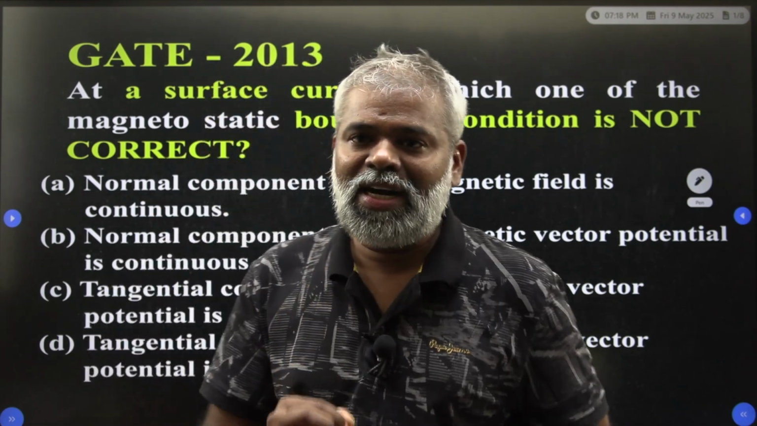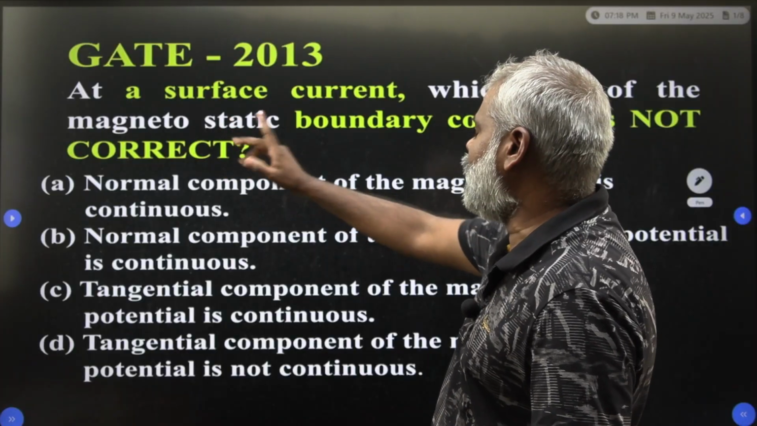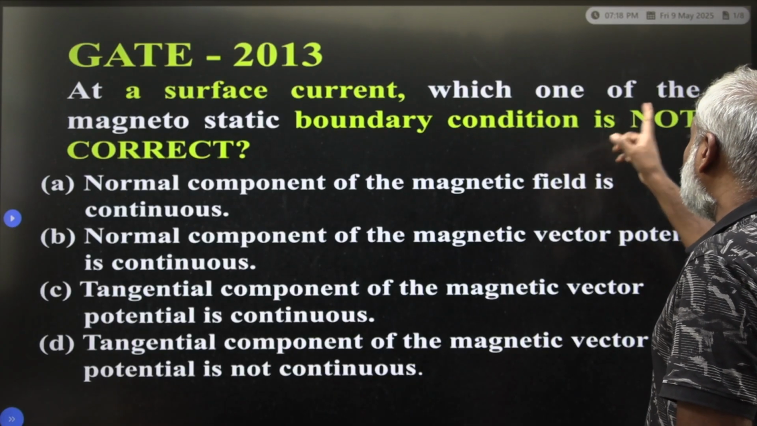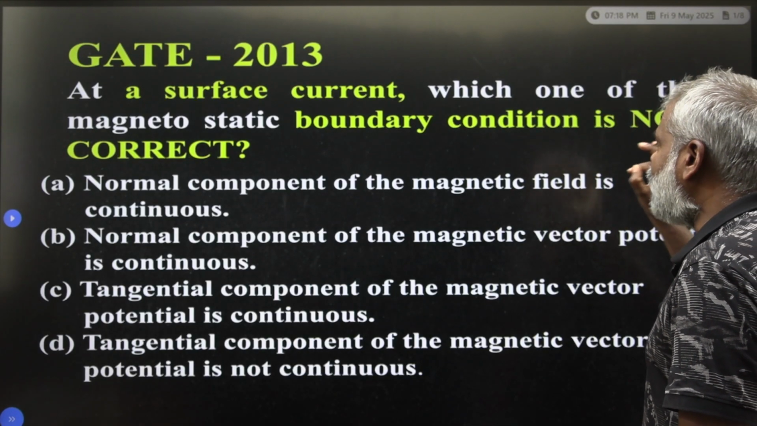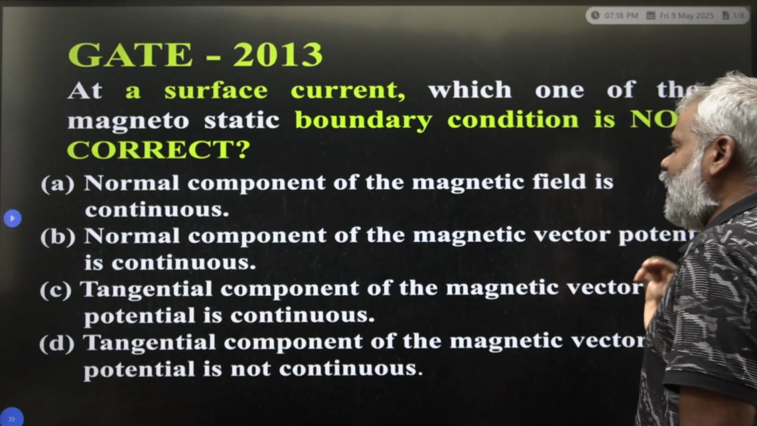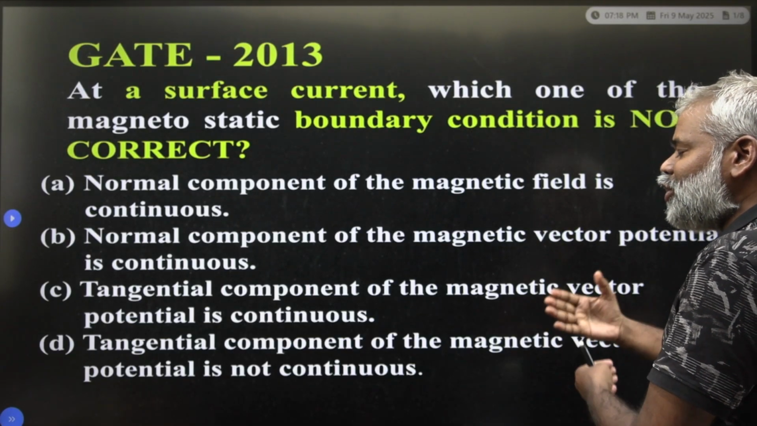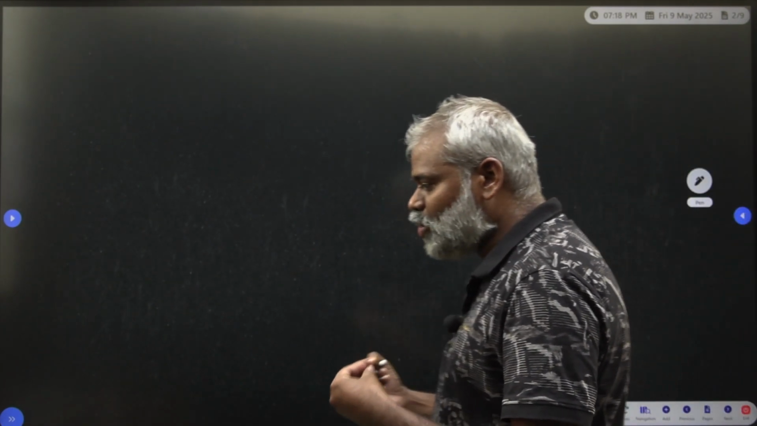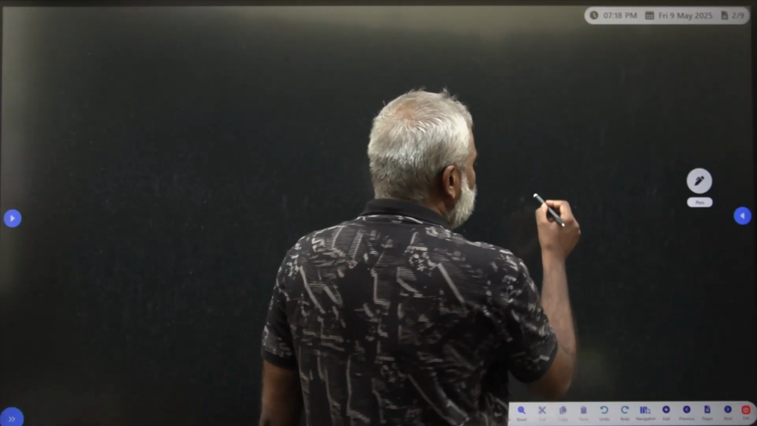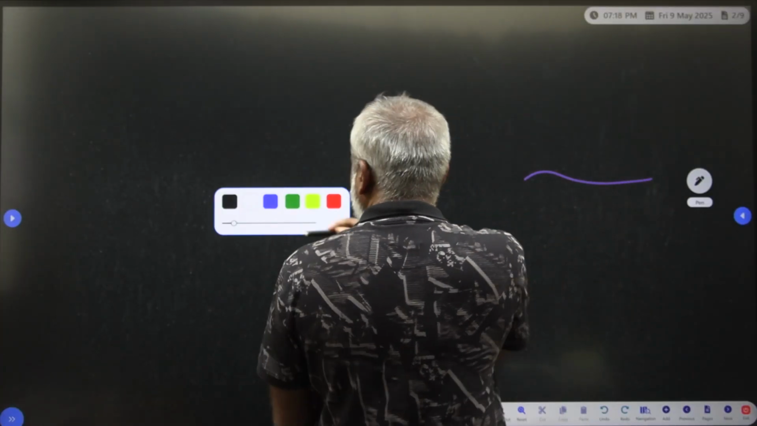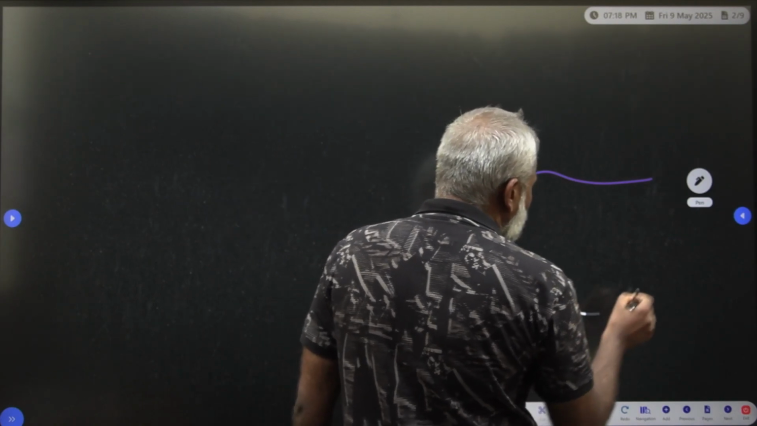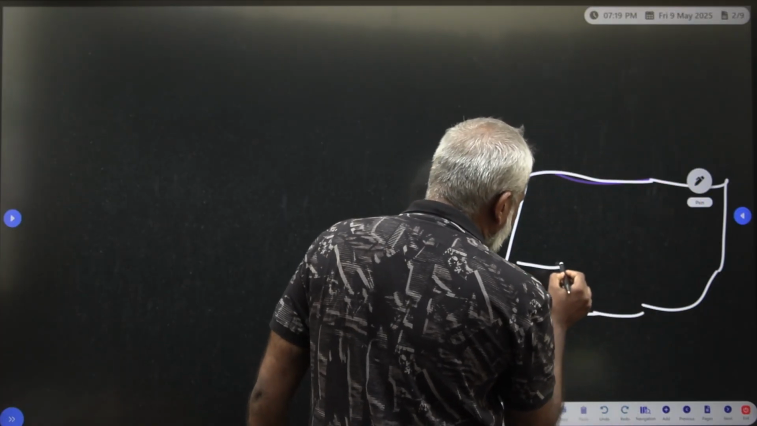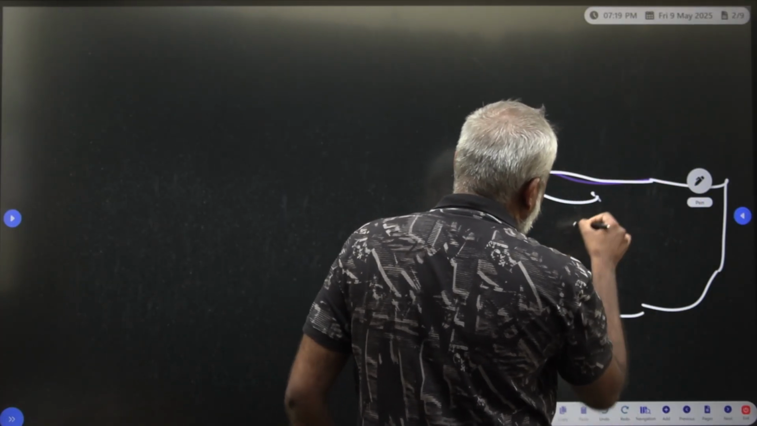In GATE 2013, this question was asked: at a surface current, which one of the magnetostatic boundary conditions is not correct? Before reading the question, first you have to learn what the magnetostatic boundary conditions are. Suppose this is the surface, and there is a surface current passing through here.